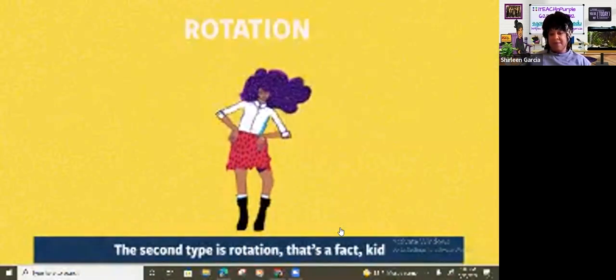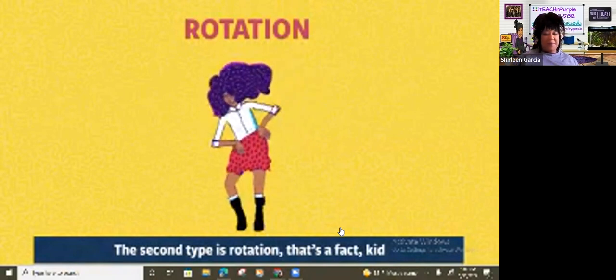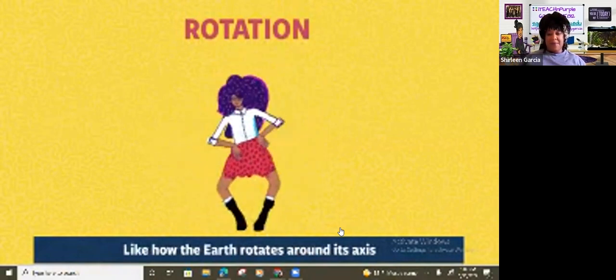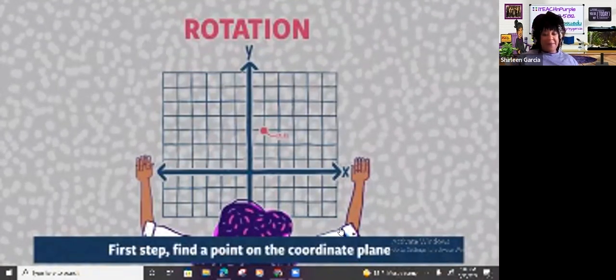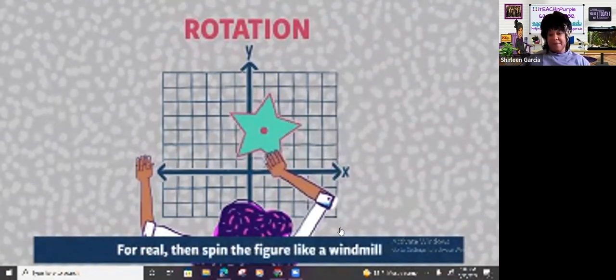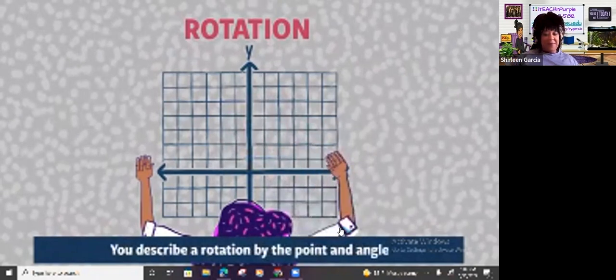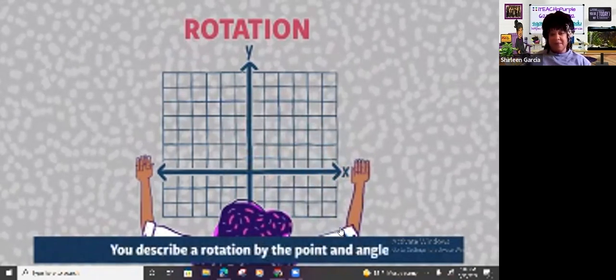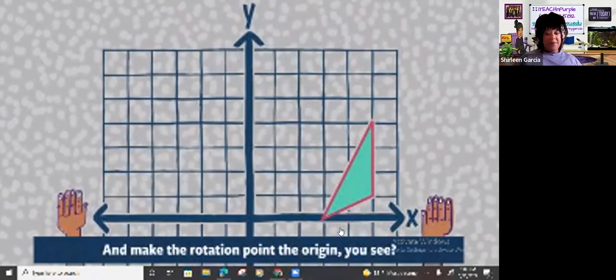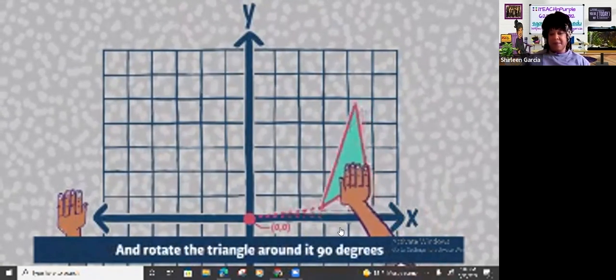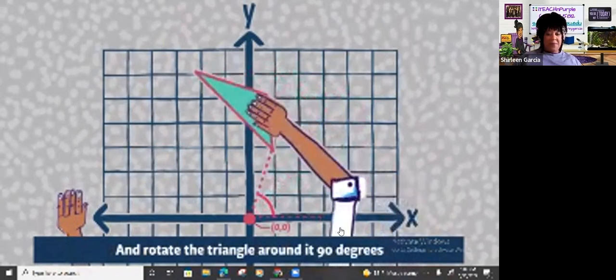The second type is rotation, that's a fact, kid. Like how the earth rotates around its axis. First step, find a point on the coordinate plane. For real, then spin the figure like a windmill. You describe a rotation by the point and angle. So let's look at a triangle and make the rotation point the origin. You see and rotate the triangle around at 90 degrees.